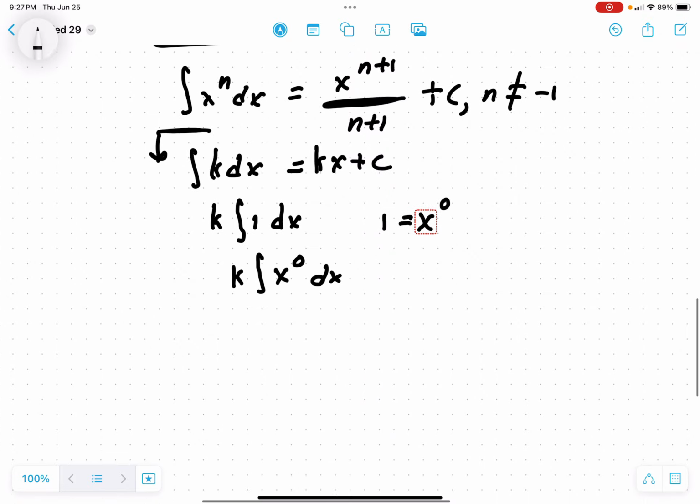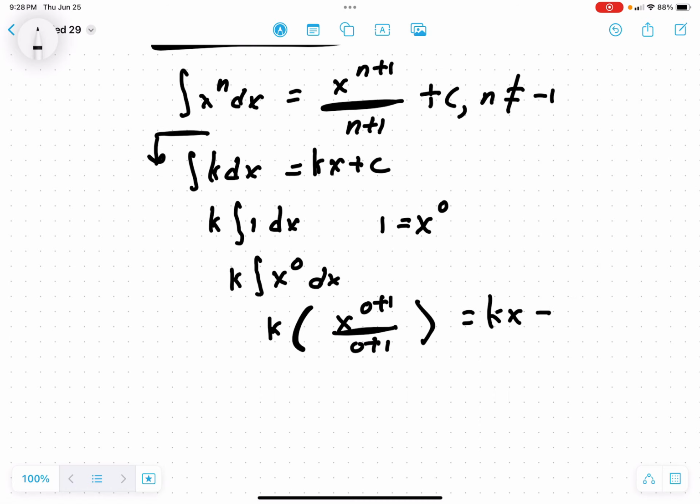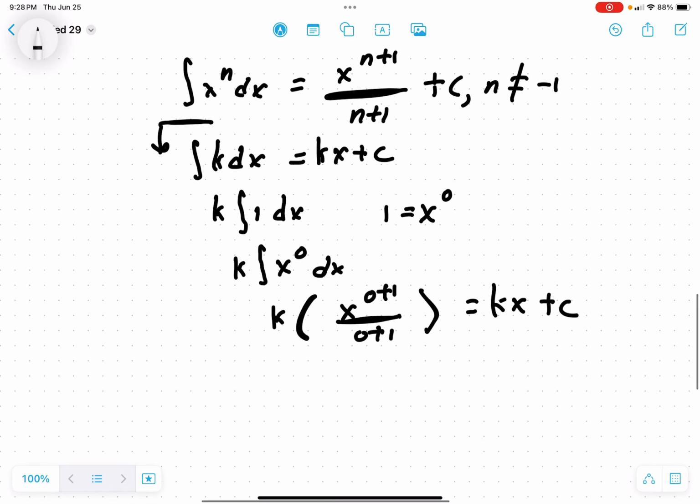Now I'm going to use the power rule. That's going to be k times x to the 0 plus 1 over 0 plus 1, which equals kx. And then we always add our plus c. And that's why this property right here works.